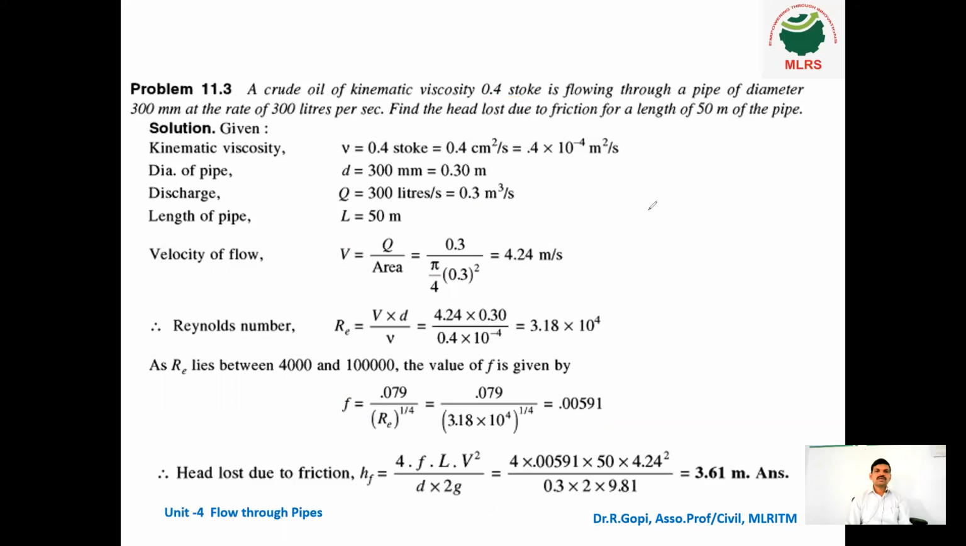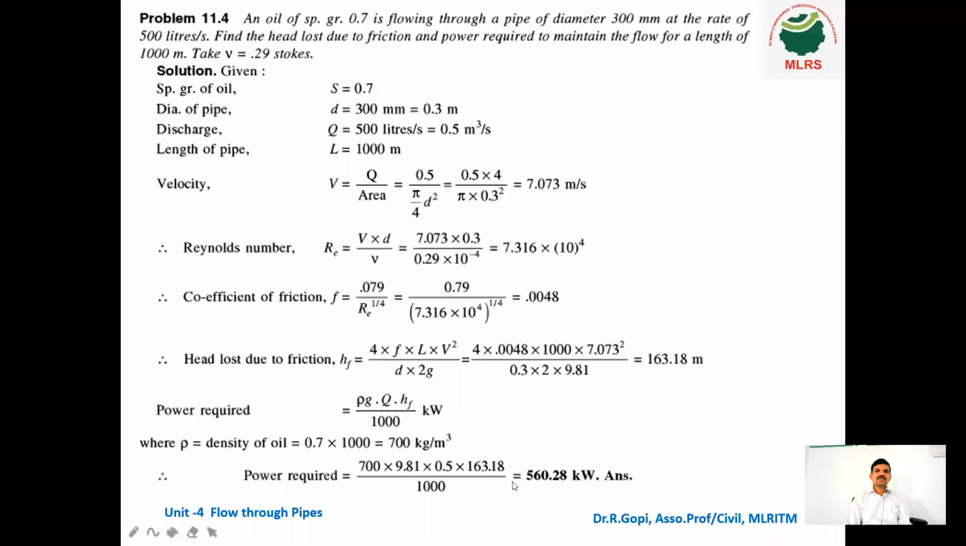In the previous case we used Chezy's formula. In this third problem, we used the Darcy-Weisbach formula. Now we will move to the next problem. I'll read the question. Please follow.